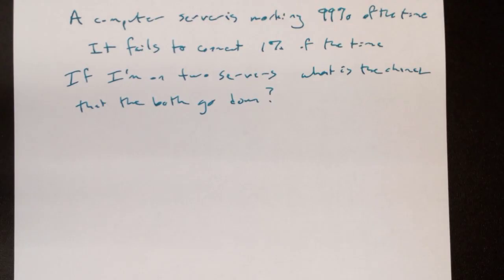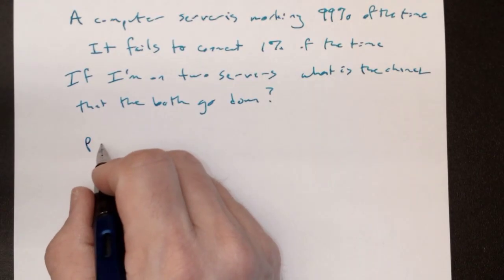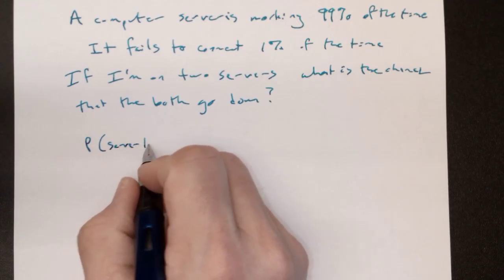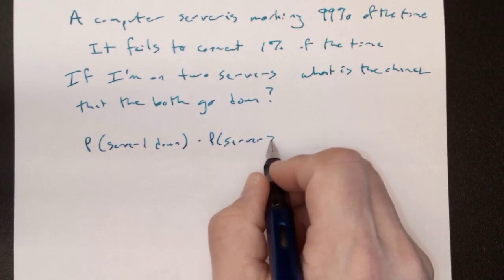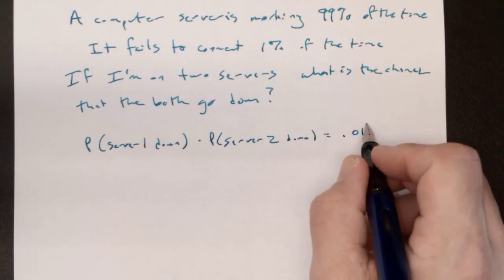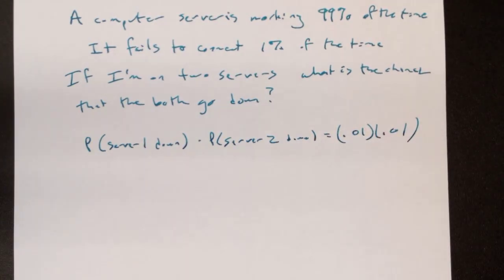There's a 1% chance the first one goes down, there's a 1% chance the second one goes down. So I'm looking at A and B, that they're both down at the same time. I just took the rule off the page. If they're independent, I multiply, right? So the chance of server 1 being down and the chance that the second server is down is 0.01 times 0.01, which is really a lot smaller than 33%. That's 100th of a percent, right?